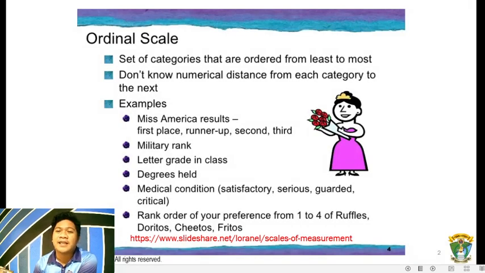For ordinal scale, this is a set of categories also, but they are ordered from least to most or vice versa. We don't know the numerical distance from each category to the next, therefore, there is no equal interval. Examples are results in a pageant, military rank, your letter grades in class, if there are schools who are still using this, A+, A minus, degrees held or highest educational attainment, medical conditions such as satisfactory, serious, guarded, or critical, and rank order of your preferences. For example, for Ruffles, Doritos, Cheetos, and Fritos.